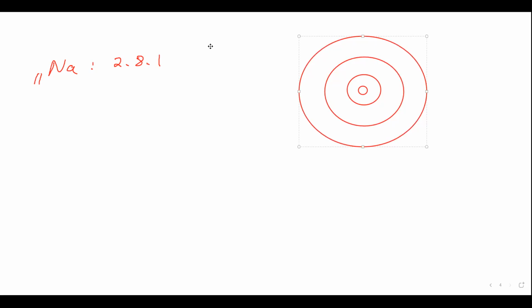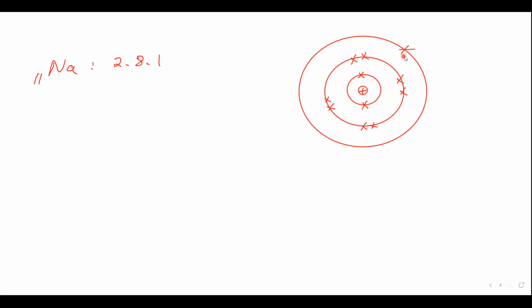Okay, so we have this positive nucleus. We have 2 electrons present in the first shell. We have 8 electrons present in the second shell. And we have 1 electron present in the last shell. Now, which is easier to remove? The electron that is very close to the nucleus, or the electron that is in the outermost orbit, or we call it the valence shell?